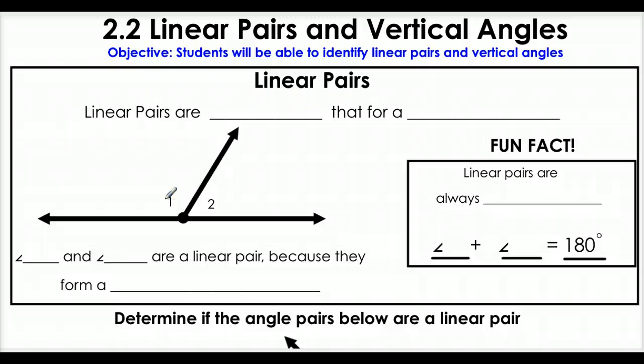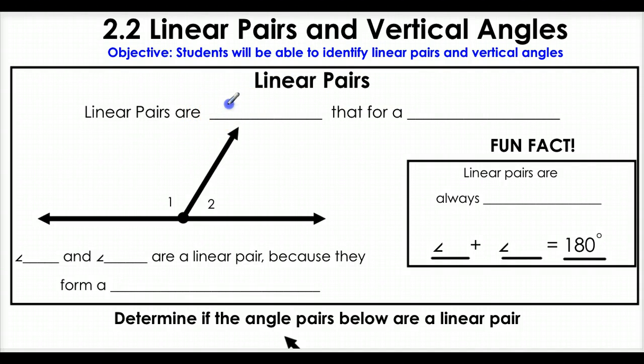All right, lesson 2.2, linear pairs and vertical angles. That's what we're learning about. The objective is for you, the student, to be able to identify linear pairs and vertical angles. So you look at some stuff. Is it a linear pair? Is it a vertical angle? You tell me. Let's start with linear pairs.